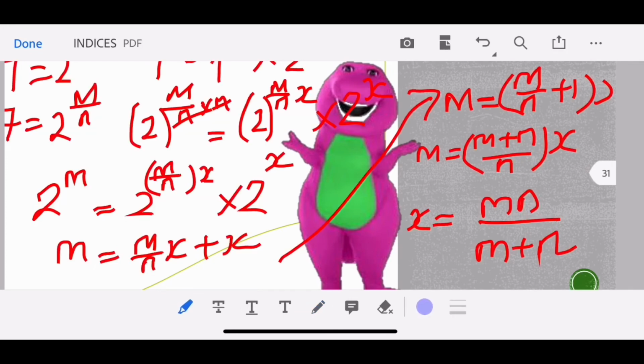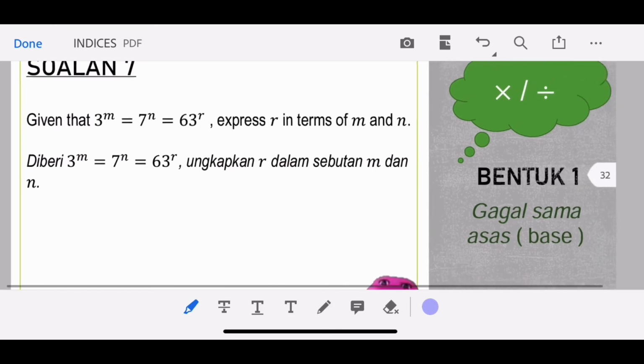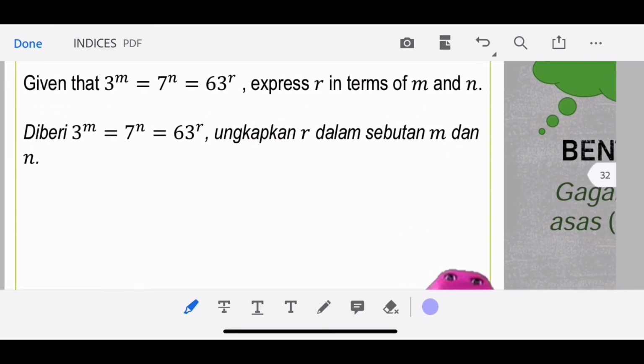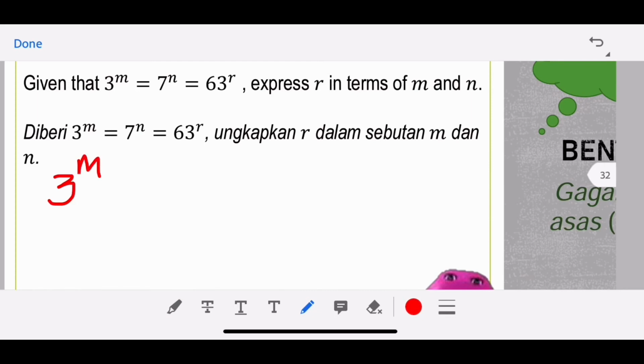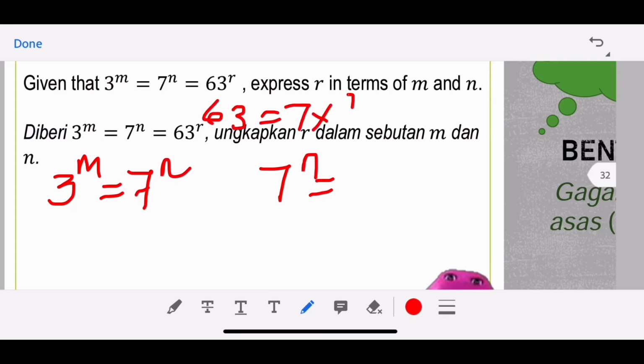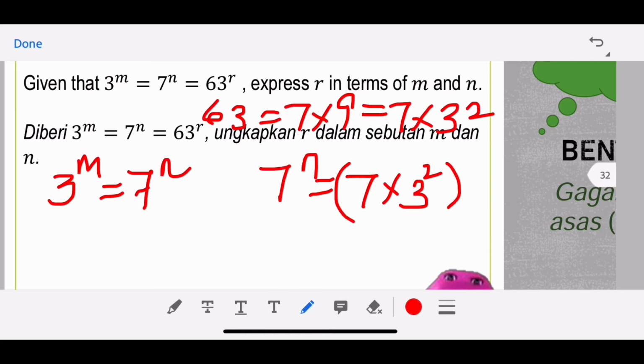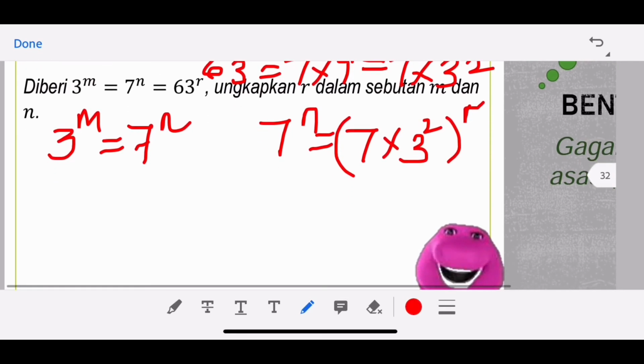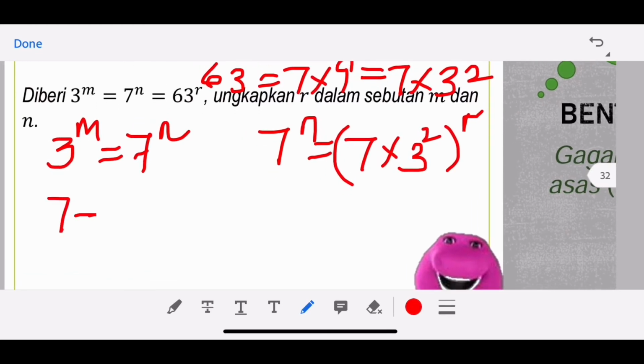But some of you might want to use base 7 also can. It's faster, I guess. Okay, we discuss this question: 3 power m equal to 7 power n equal to 63 power r, right? So when you see 63, you convert to something to do with 7 or 3, because our basic bases are 3 and 7. So I will write 63 as 7 times 3 square, which is 7 times 9. So then I will actually simplify. I have to convert to the same base, either base 7 or base 3, up to you.